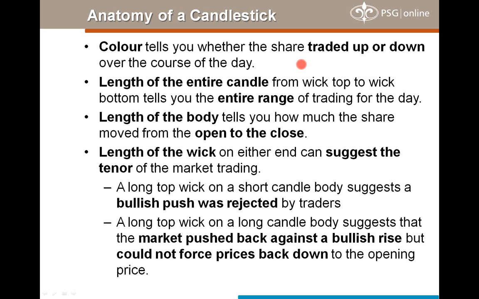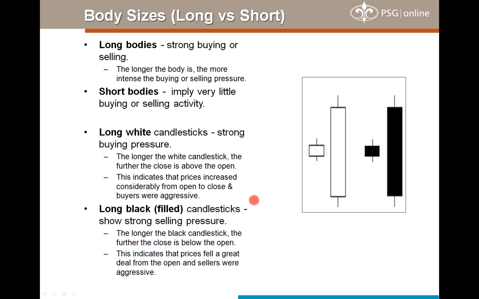Okay, so obviously a long wick at the top on a short candle suggests the bulls are pushing the price higher, but the bullish push has been rejected by the traders, obviously, and that's where sometimes the market turns against you. You think it's going one way, and next minute it changes, goes against you. And that's what Japanese candlesticks can do, highlight those changes for you.